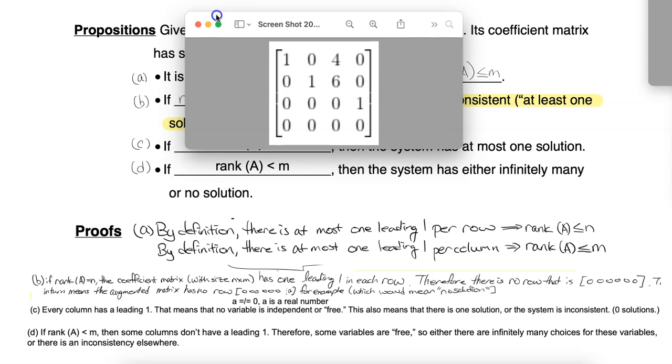The other possibility is like this, virtually the same, but I added a row, so now we have a 4 by 4 matrix. The rank of A is still less than m, 3 is less than 4. But we now have the last part of what is said here. There is an inconsistency elsewhere, at least potentially, because this row of 0 might create an inconsistency. We might have 0x plus 0y plus 0z plus 0w equals 7, and that would mean there's no solution. So there is no way we have exactly one solution. It's either 0 or infinitely many.